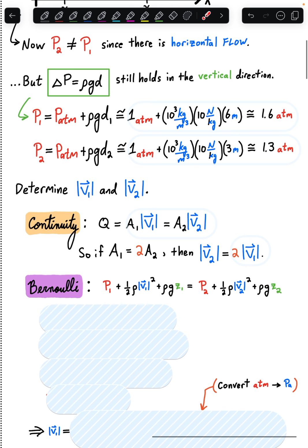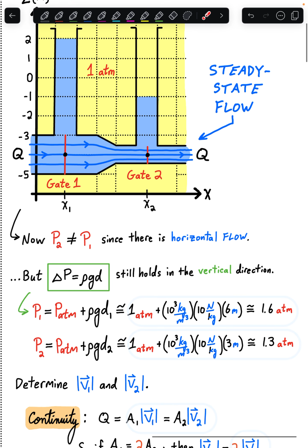And so we turn to the Bernoulli equation, where we will look at this streamline that flows right down the middle and compare 2 points on that streamline, the point where that streamline passes through gate 1 and the point where that same streamline passes through gate 2.